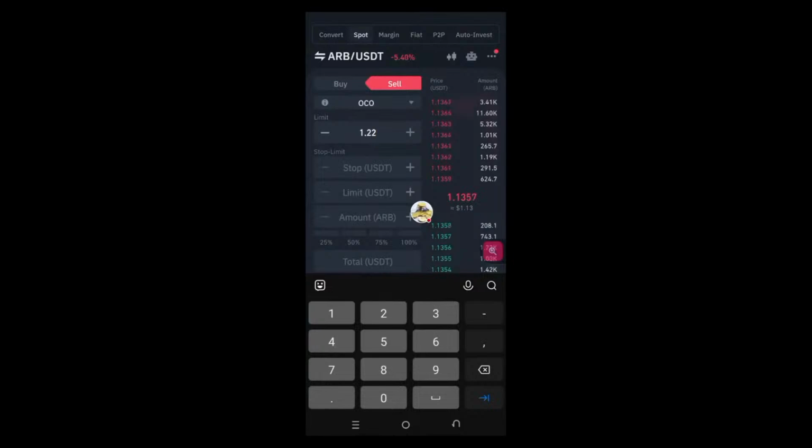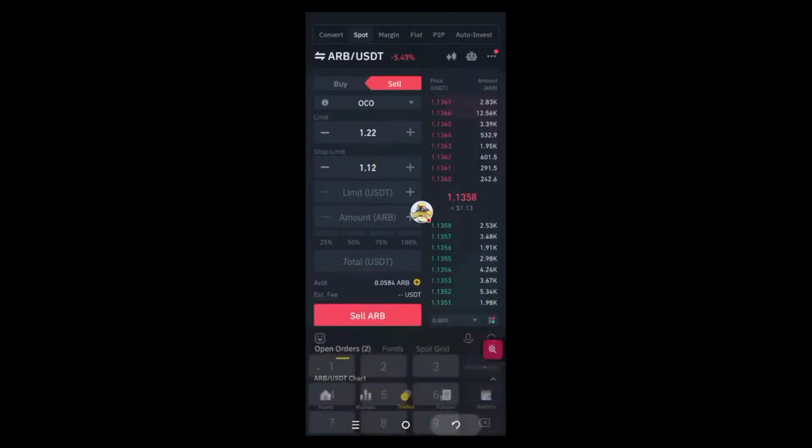Then I'll have to put my stop also, right? So if it's going down, I need to put my stop. That's the stop limit, the stop loss, right? I need to put that. So this is currently 1.13, and if it goes below, like 1.12 for instance, I don't want to lose my money, right? I don't want to waste time in this trade. So I'll be happy to lose a little portion of my money, because a lot of people are saying, why don't you just put stop loss? Why don't you just put the take profit?